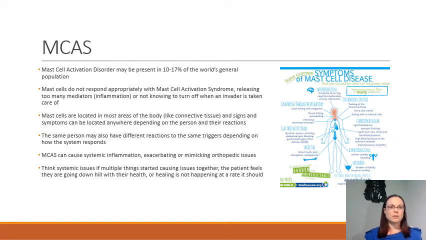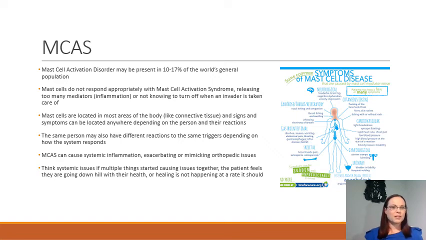The signs and symptoms can be located anywhere depending on the person and their reactions. The same person can also have very different reactions to the same triggers depending on how the system responds or how flared up they are in the moment. MCAS can cause systemic inflammation, and it can exacerbate or mimic orthopedic issues, and that's why it's very important to know that as well. It can also exacerbate neurological issues.